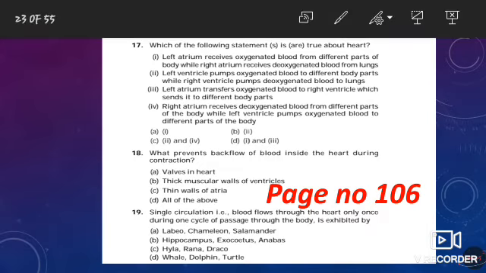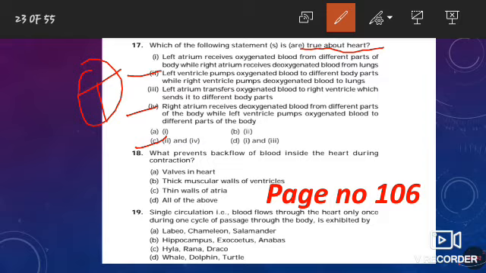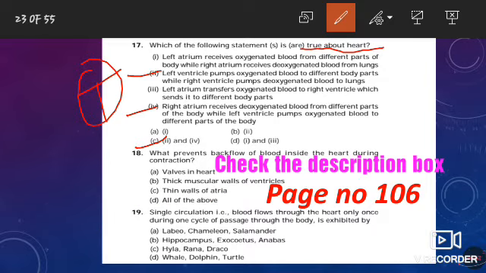Which of the following statements is true about the heart? The answer to this question is C. That means the second and fourth statements are true. That is, the left ventricle pumps oxygenated blood to different body parts while the right ventricle pumps deoxygenated blood to the lungs, which is absolutely correct. Option 4, the right atrium receives deoxygenated blood from different parts of the body while the left ventricle pumps oxygenated blood to different parts of the body, which is also correct. So the answer to question number 17 is option C.